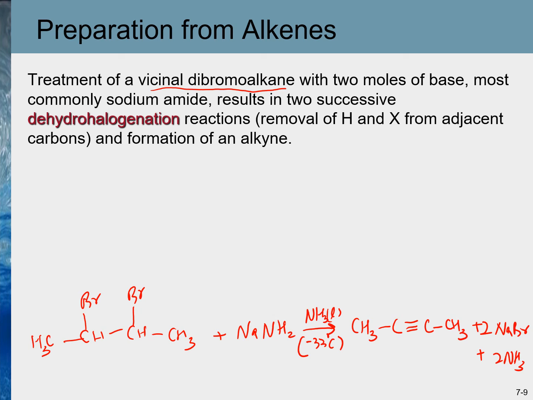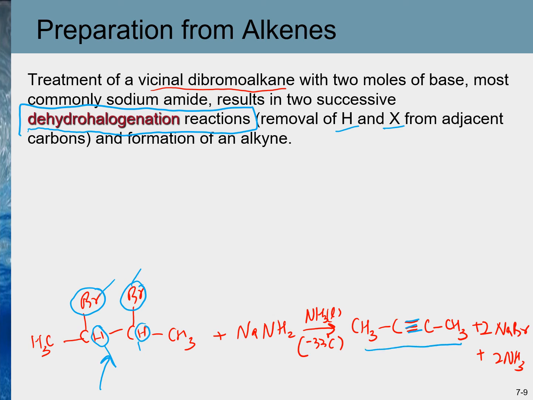Now in this reaction, the bromo group and the hydrogen groups are removed. So these groups are removed, and instead we get a triple bond between those carbons. So therefore this kind of reaction is also known as dehydrohalogenation reaction, which means removal of hydrogen and halogen from adjacent carbons. Now, so we need vicinal dibromoalkane to prepare an alkyne.